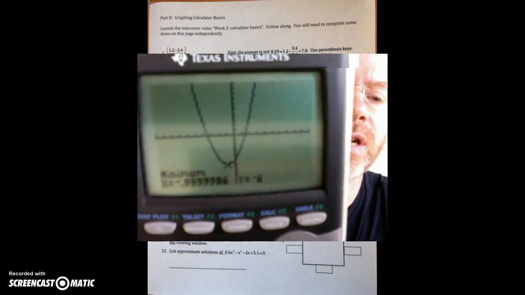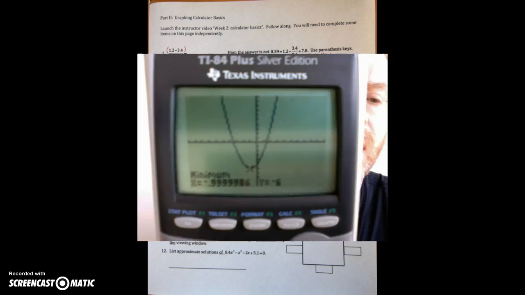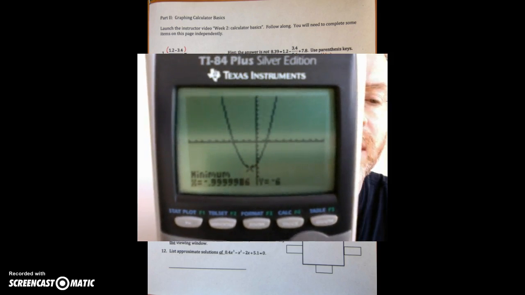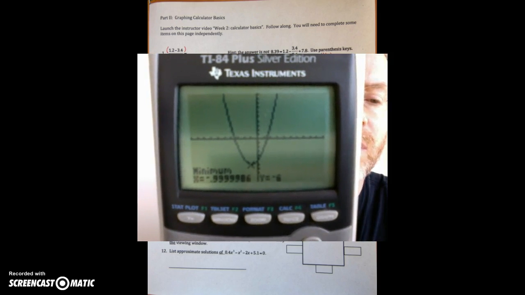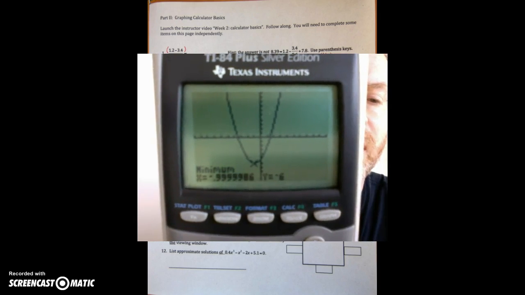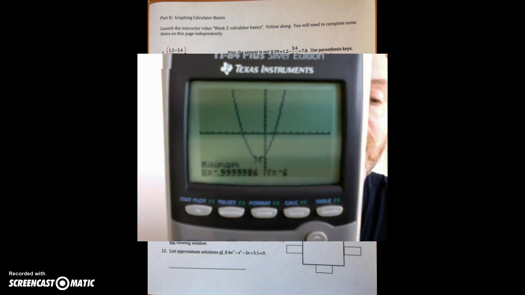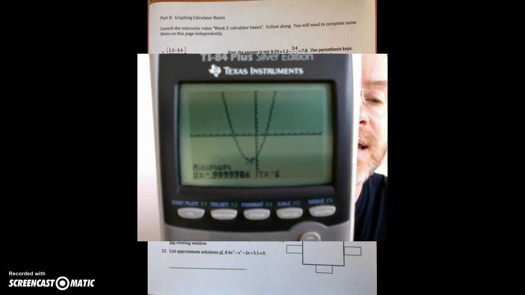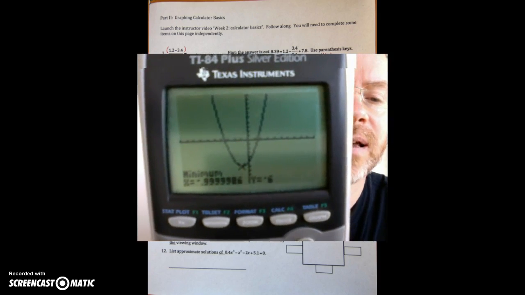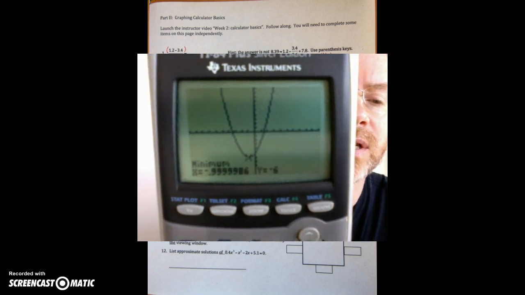It might be a little bit easier to see here. It should give me a fairly accurate accounting of what the coordinates of that point are. So it says that occurs at x equals -0.999986, and where y is equal to -6.